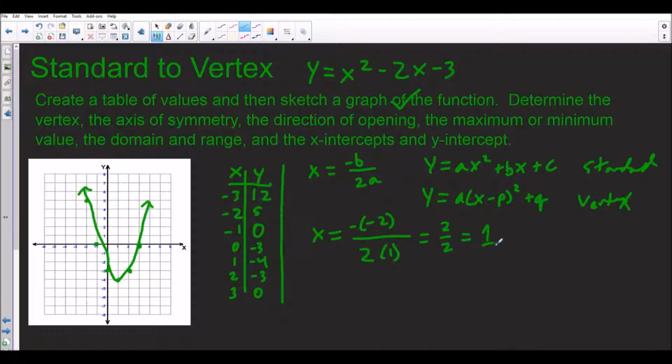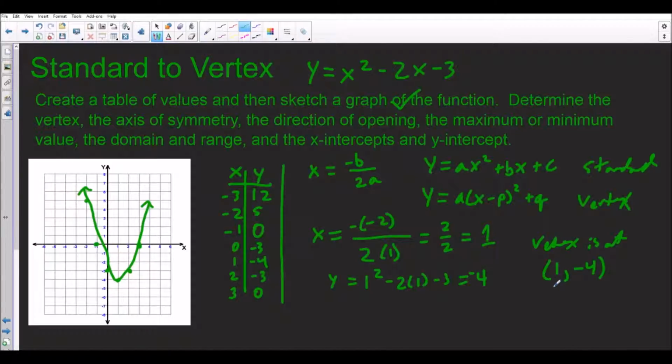Now to find the y value of the vertex, we're going to sub it back into the original equation. So we're going to sub this 1 in for all the x values. Now we already did that here. So if we write y is equal to 1 squared minus 2 times 1 minus 3, that is equal to -4, which also makes sense because there's our vertex. So our vertex is at 1, -4.